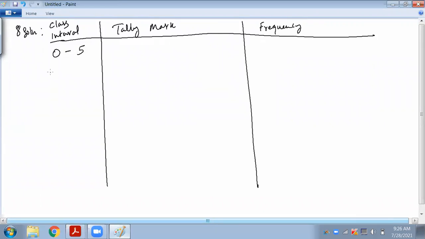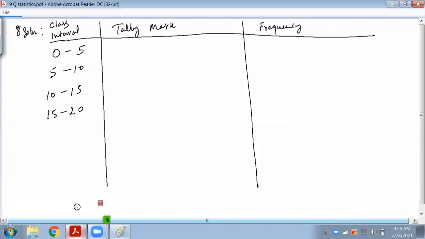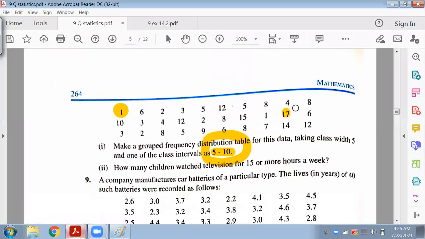The difference is 5, then 5 to 10. For all the class intervals, the difference should be 5. So the first class interval is 0 to 5, then next is 5 to 10, then 10 to 15, next 15 to 20. We are taking up to 20 because the highest value in the data is 17.